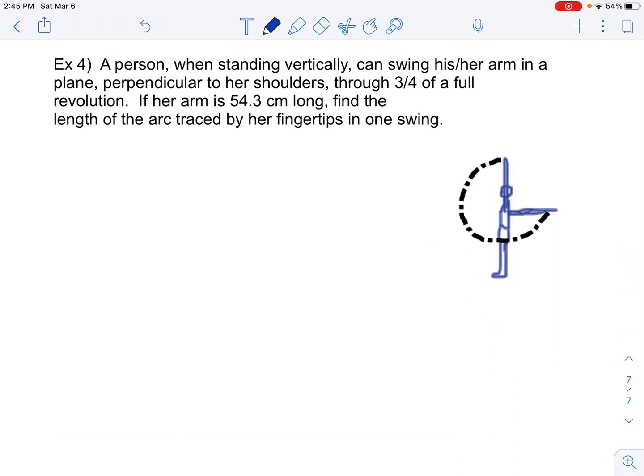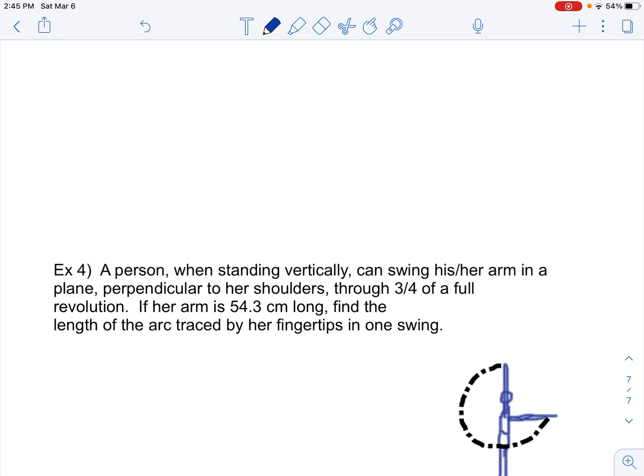Next one says, a person when standing vertically can swing his or her arm in a plane perpendicular to the shoulder through 3/4 of a revolution. I've got a picture off to the side of what that would look like. You can start with your arm straight up and swing that arm about 3/4 of a full circle, or of a full revolution. If her arm is 54.3 centimeters long, find the length of the arc traced by the fingertips.